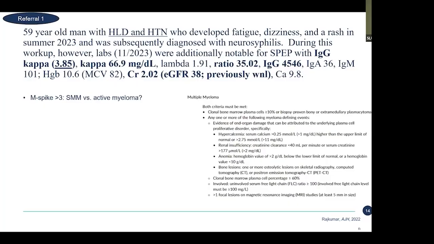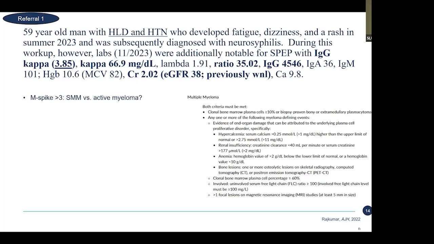By our definition, an M spike greater than 3 automatically puts us in at least a smoldering myeloma category, because that shows us a pretty substantial tumor burden underlying the monoclonal protein. So the question here, the fact that he has an M spike that's 3.8, is not whether he has smoldering myeloma or MGUS, but really whether he has smoldering myeloma or active myeloma. The difference here is really defined on the presence of end organ damage.